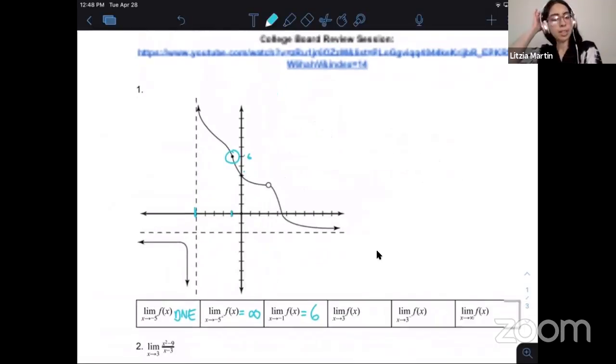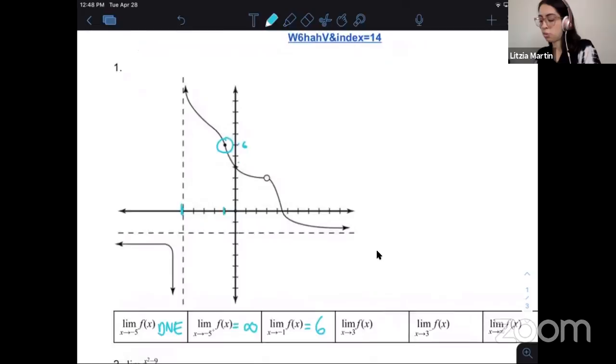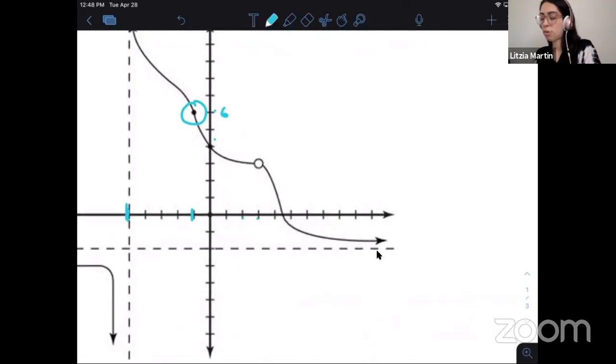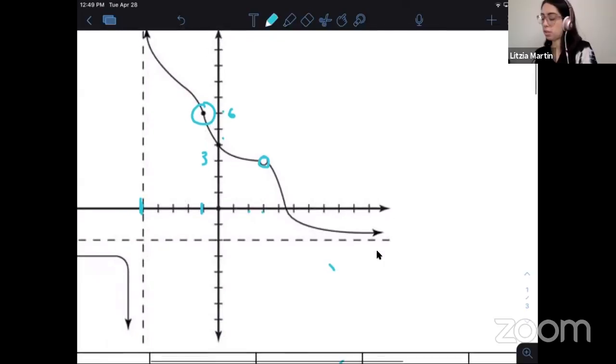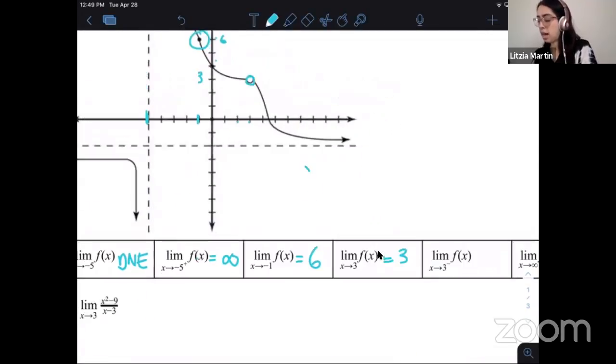All right. Next, we have the limit as x approaches 3. Now, we have a hole, but remember that limits can be holes as long as the left and the right side are still coming to the same y value, which they are in this case. They are both reaching 3. So the limit is 3.